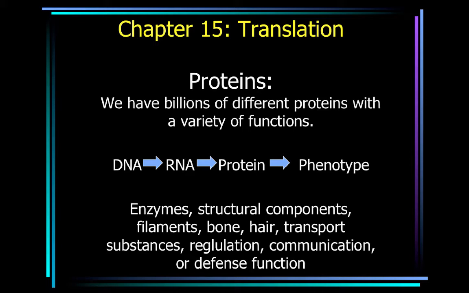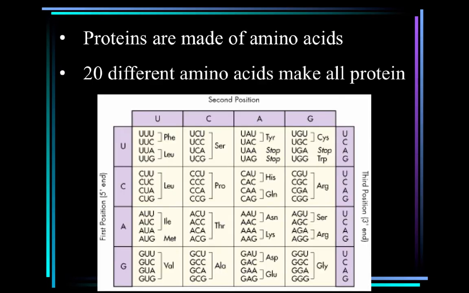So proteins can come in several different forms. The ones that we're most familiar with are enzymes, but they can also be structural components, hair, bone, communication, transporters. They have various different functions. So proteins are very, very important, and they are coded for in the DNA, so that process is highly regulated.